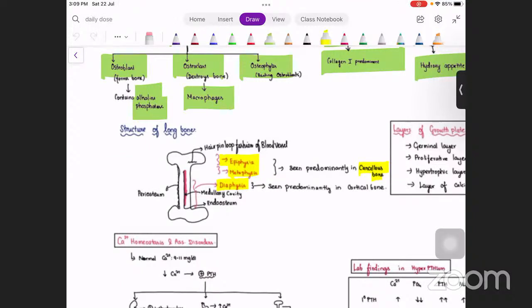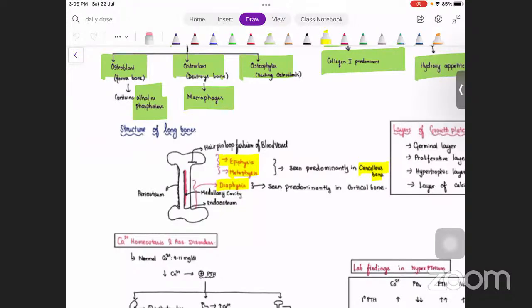So now speaking about the long bone. Each long bone consists of your epiphyses, metaphyses, and diaphyses. Epiphyses and metaphyses are seen predominantly in cancellous bone, while diaphyses are predominantly seen in cortical bone.